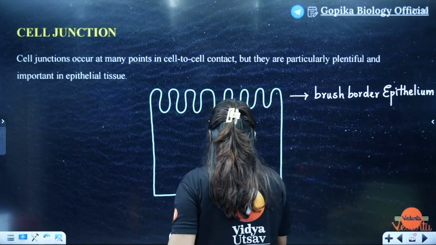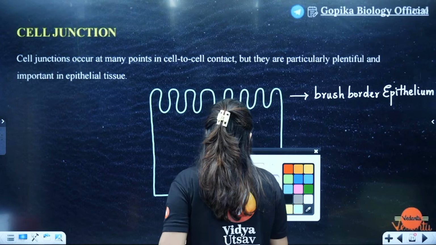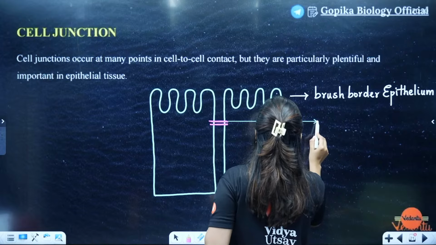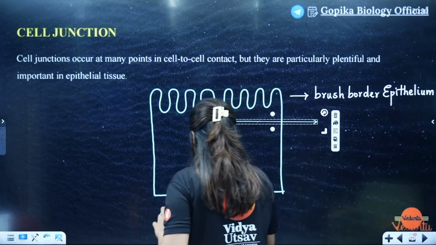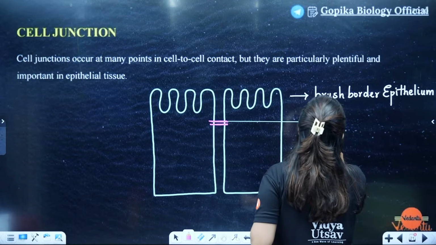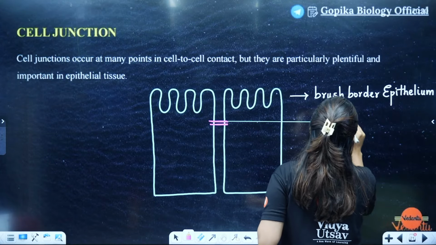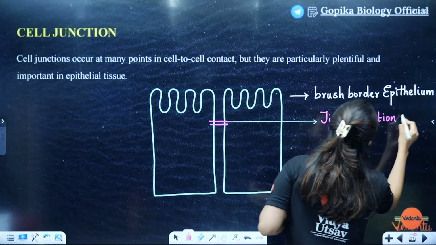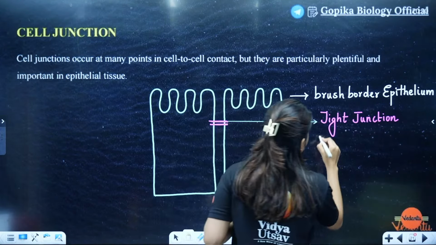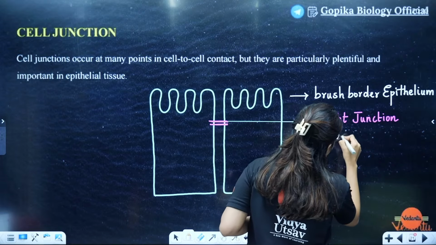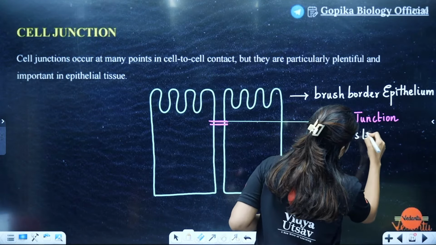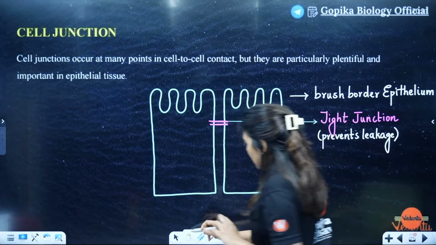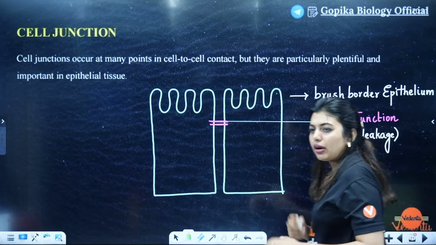Now, the meaning of tight junctions is that this one is going to help us to prevent any kind of leakage. Got it? Tight junctions. From the name itself, you are understanding, no? Okay, tight junctions prevent any leakage. That is the main job of this fellow. Prevents leakage.